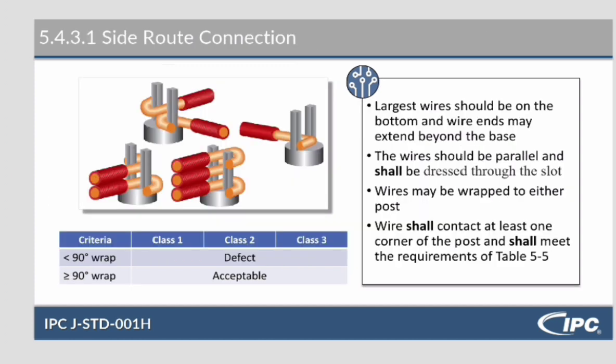A side wrap connection: largest wires should be on the bottom and wire ends may extend beyond the base. Just remember, it cannot violate clearance. The wires shall be parallel and shall be dressed through the slot. Do not try to be cool and wrap them around both slots or wrap them in a weird S shape. You don't need to do that. It just goes around one.